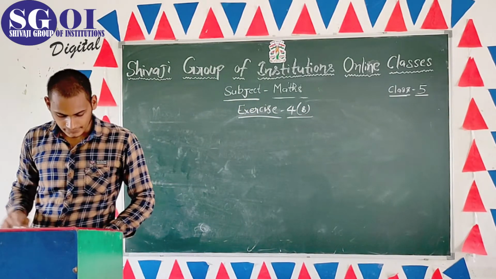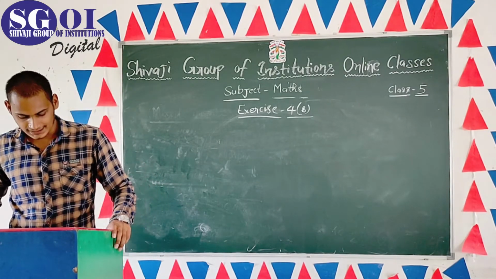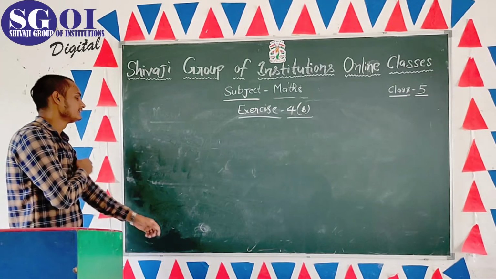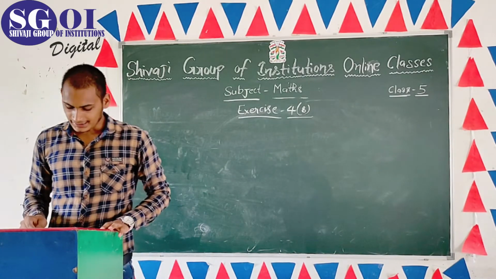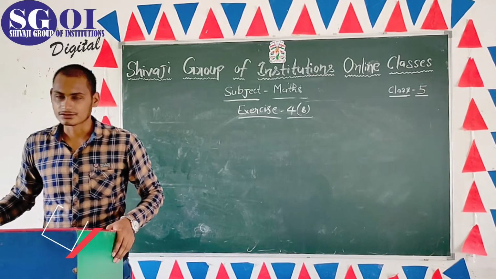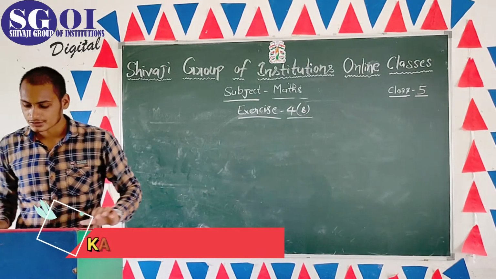Students, question number 1. In each of the following, identify the sets of like fractions. As we know, what are like fractions? Students, the fractions with the same denominator are called like fractions.